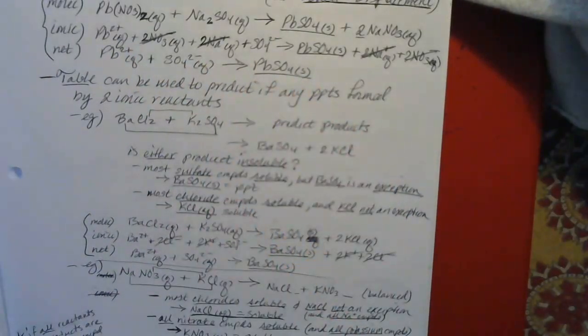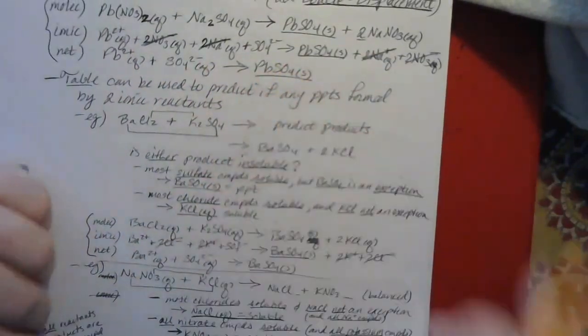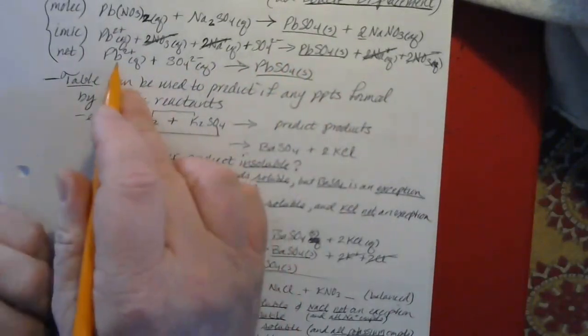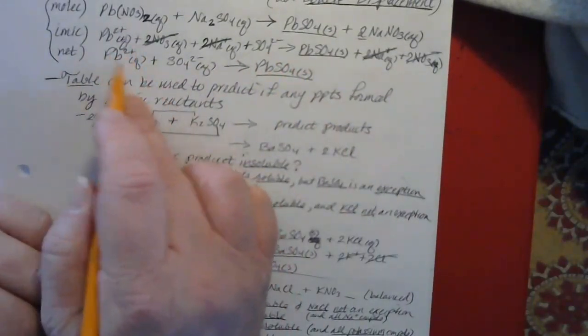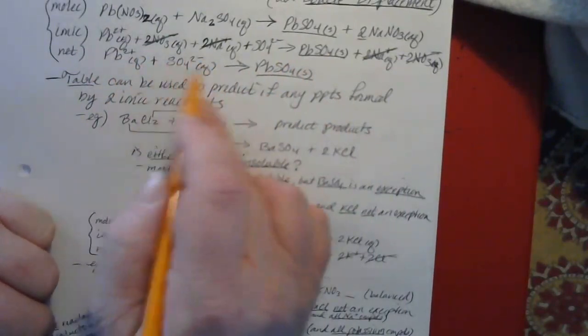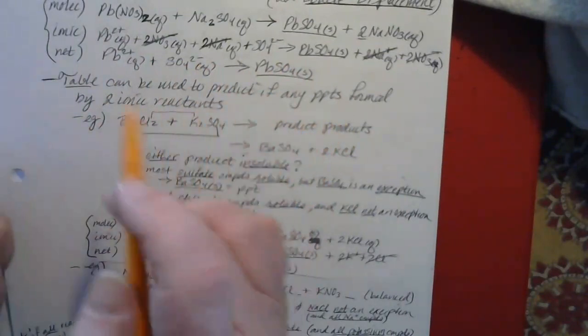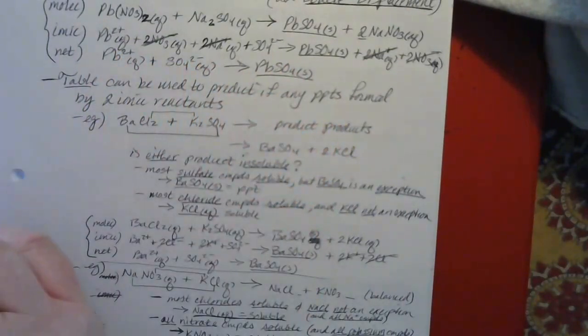And what that means is that anytime you get lead ions and sulfate ions together in solution at the same time, they will produce lead sulfate. And it doesn't matter what compound the lead was originally in or what compound the sulfate ions were originally in, as long as those compounds are soluble in water, so you can get lead and sulfate ions free and able to react with each other, they will form lead sulfate.